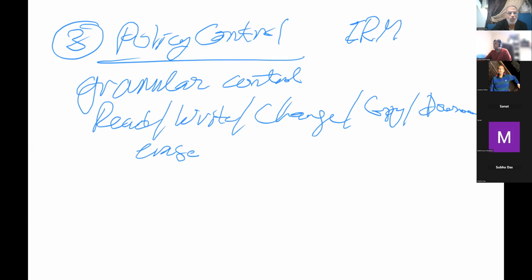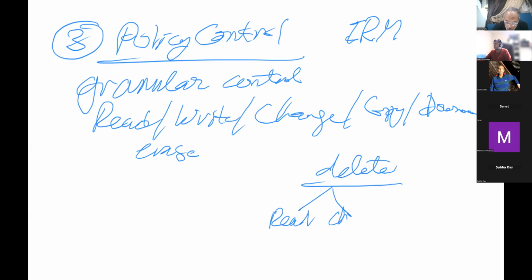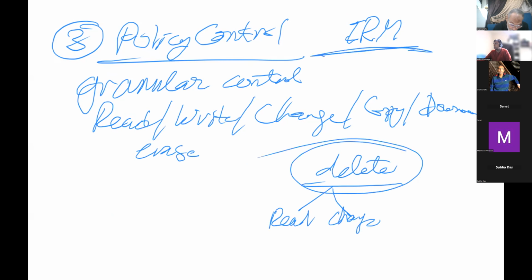Not as in our operating systems, when you go to the file and give delete, then this means that he can read and he can change because he has the delete. But using IRM, he will be able to delete only. This means that I can delete the file, but I cannot open the file. Is it possible? Yes, it's possible.